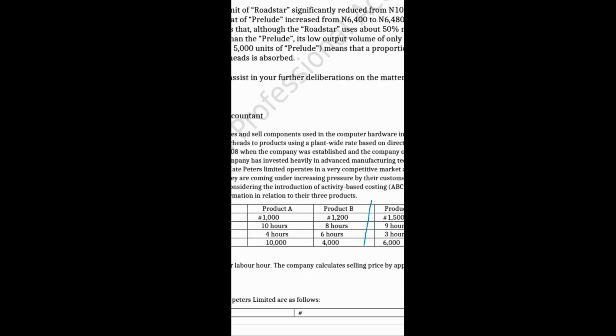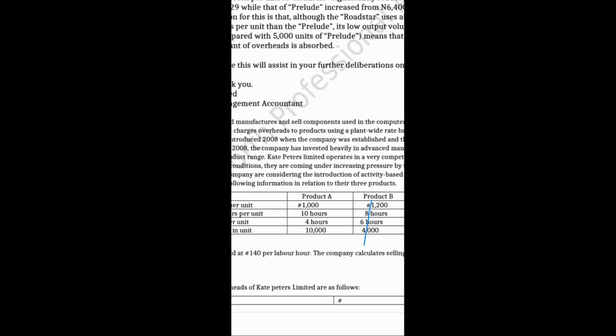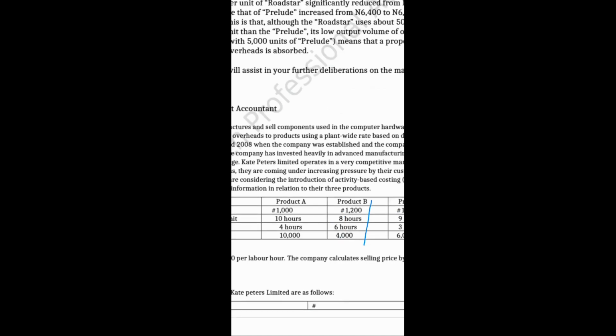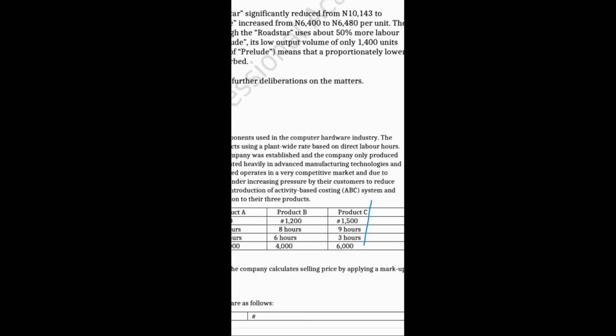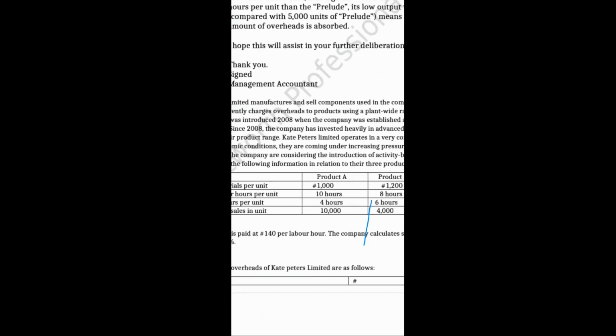Go to product B, 8 hours multiplied by 140 per hour. What do you have? 1,120. Is that what you are confirming? Yes, sir. That becomes under product B, 1,120 labor cost per unit. For product C, 9 labor hours multiplied by 140 gives 1,260. Please put it there.